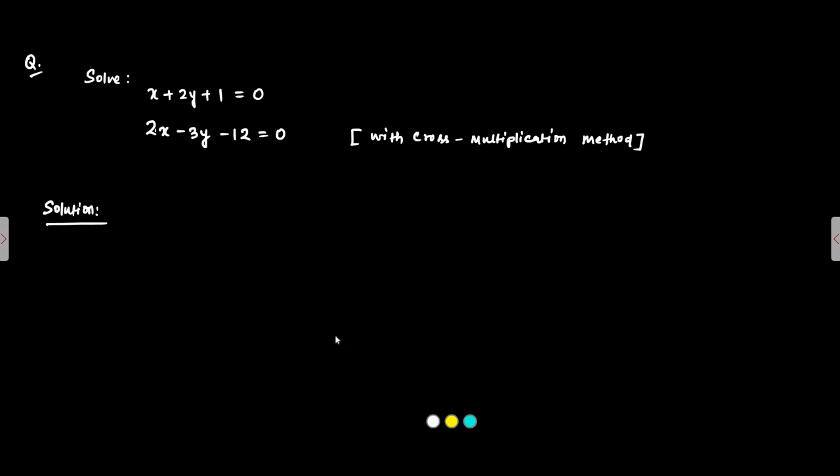So here is another question. It is given to solve the pair of linear equations in two variables given by x plus 2y plus 1 equals 0 and 2x minus 3y minus 12 is equal to 0 with the cross multiplication method. So first we will write the equations. We have x plus 2y plus 1 is equal to 0 and 2x minus 3y minus 12 is equal to 0.